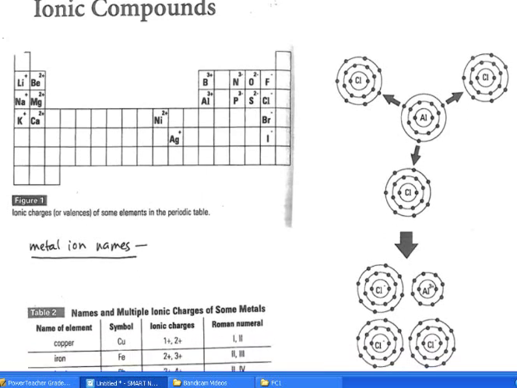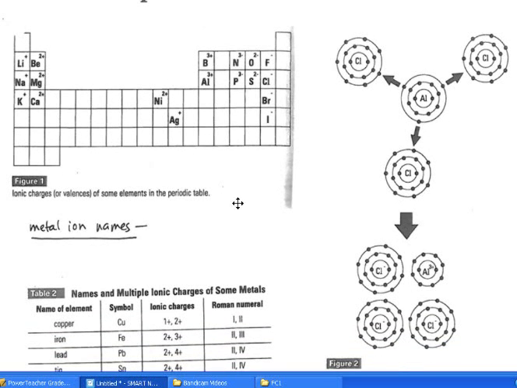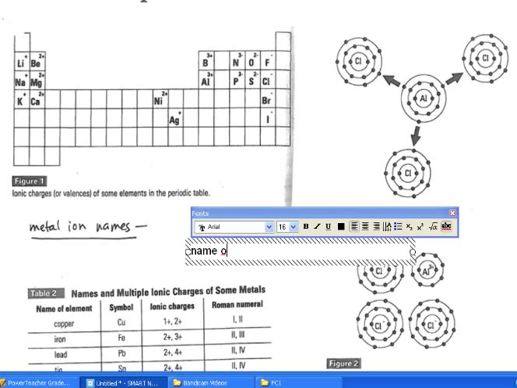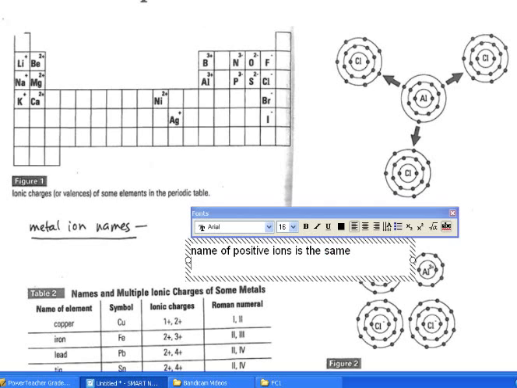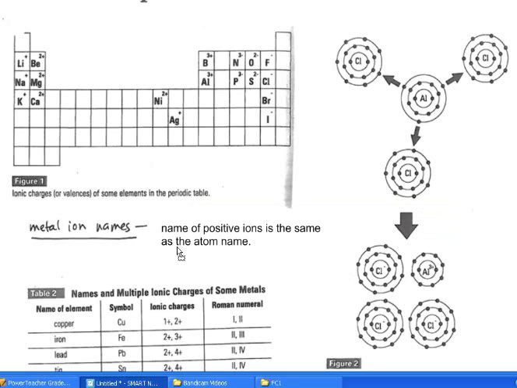So we take a look at what happens here. I'll talk about this diagram in a second here. What I want to look at is names. Now, the names of atoms when they lose electrons to become positive, the name essentially stays the same. So right over here, name of positive ions is the same as the atom name. So I'll just type that in right there. The name doesn't change. So lithium ion is the same thing as lithium, just simply referred to as lithium.